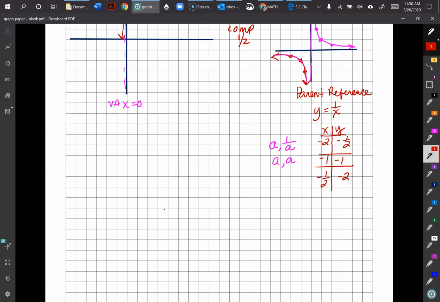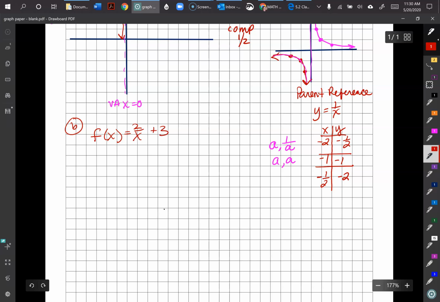Question B says sketch f of x equals 2 over x plus 3 by writing it as a single fraction and determining the local and global behavior for the function. So now we're going to look at our new way to do it rather than transformations. So we have the same thing. This is part B.